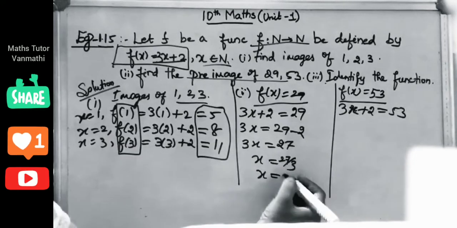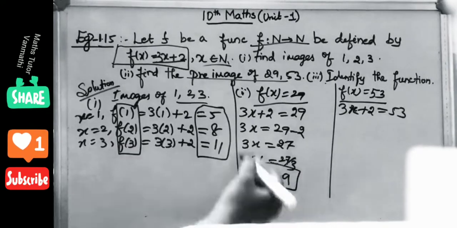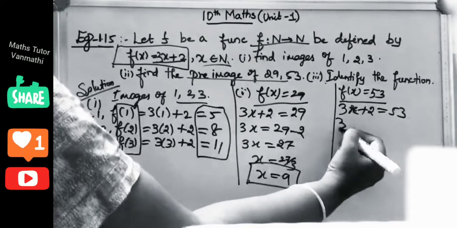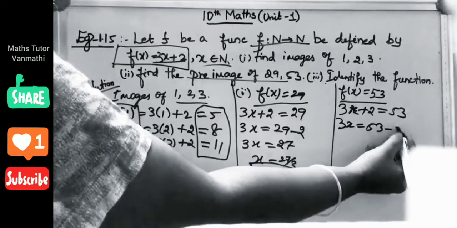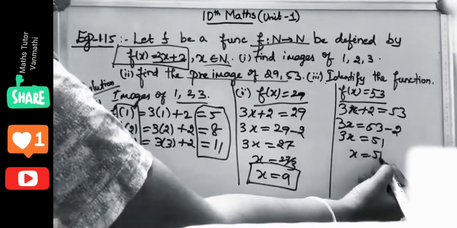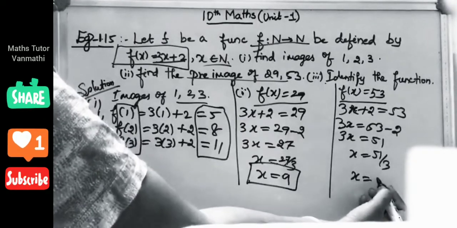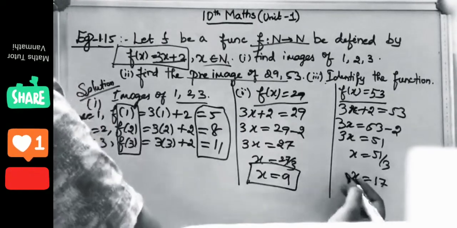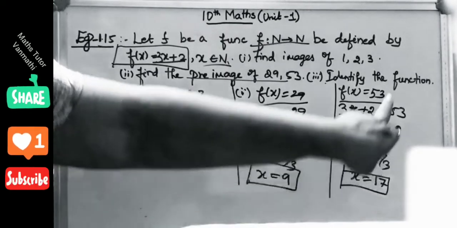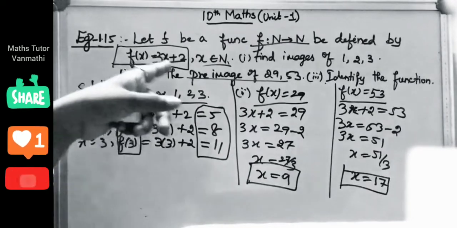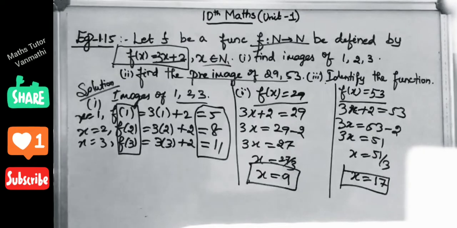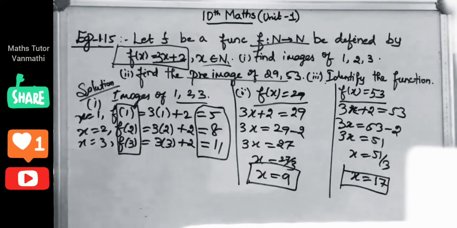Clear? This is your pre-image of 29. Similarly, 3x is equal to 53 minus 2, 3x is equal to 51, x is equal to 51 by 3. 3 ones are 3, 3 sevens are 21, so 3 times 17 is 51, x is equal to 17. So x is equal to 17 is the pre-image of 53. So the pre-images of 29 and 53 are 9 and 17. Next, we can move on to the third subdivision.